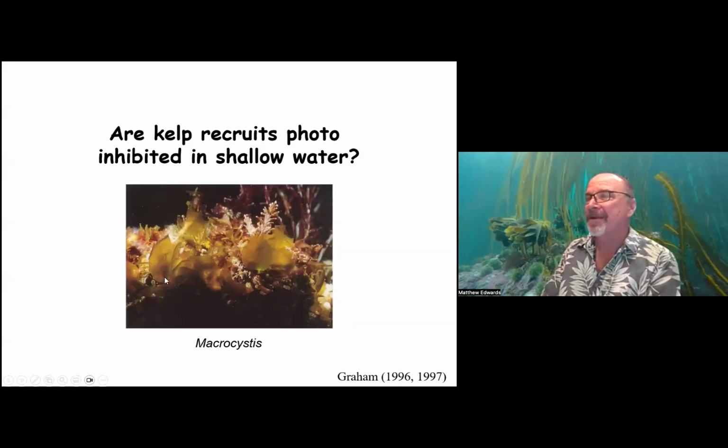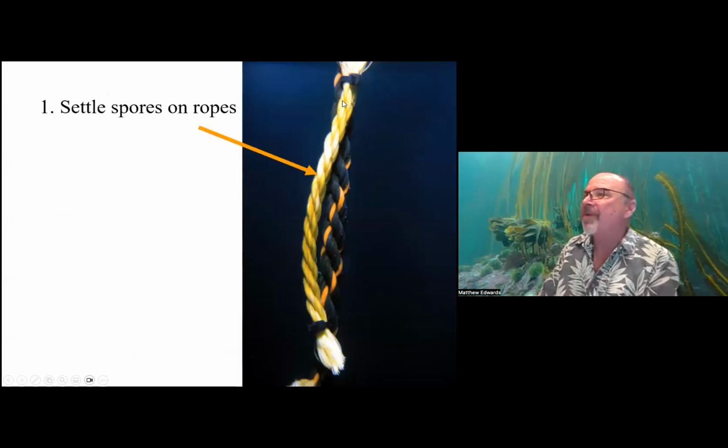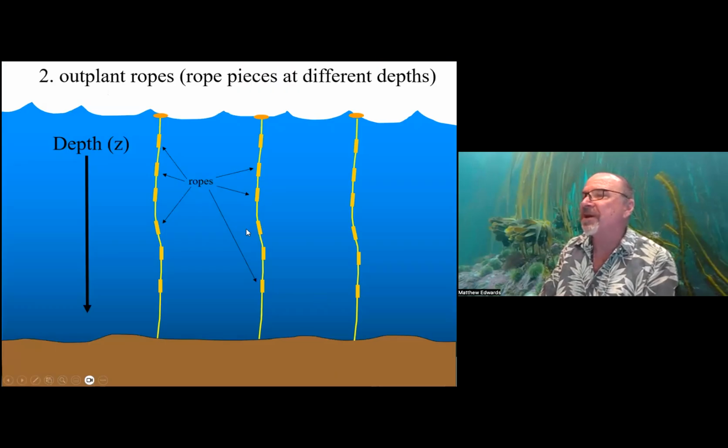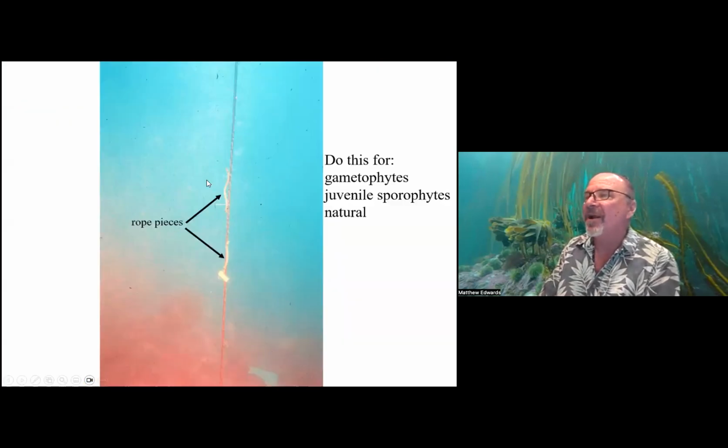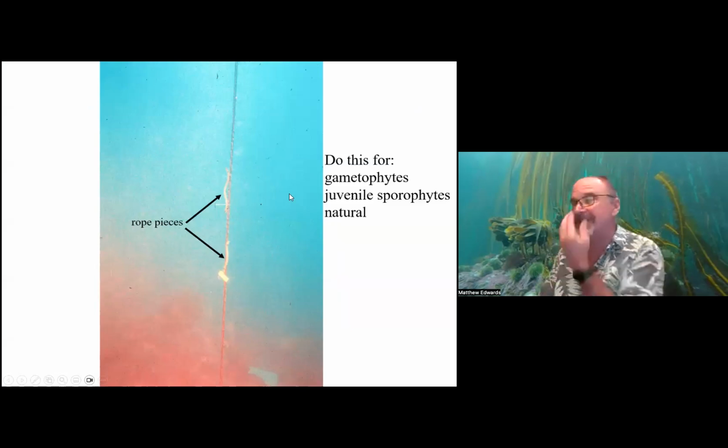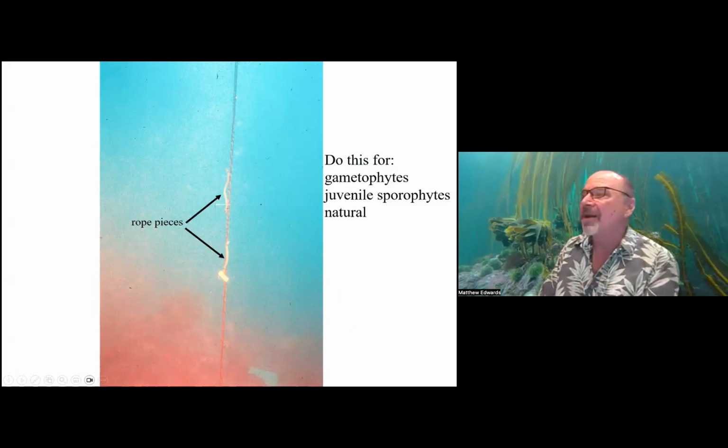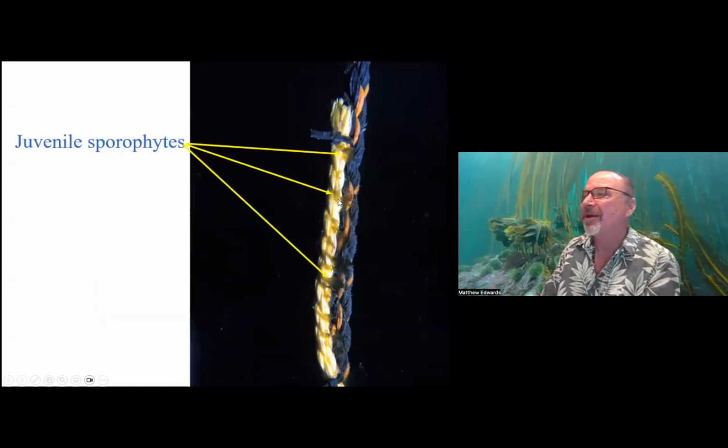Okay. So this is work by Mike Graham, looking at spores in shallow water. Mike seeded spores onto these ropes, did this in Stillwater Cove, put ropes out in the water column here, and looked, and here's what these ropes look like on these lines. So we have them at different depths. He did these for different life stages: sporophytes, juveniles, gametophytes, and natural. And this is what recruits look like on these.